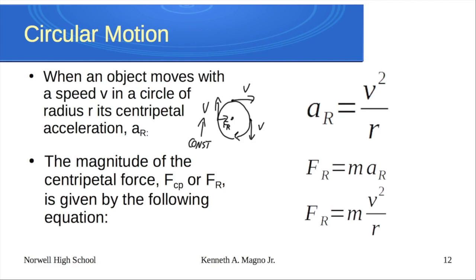And that force pushing it inward sometimes is labeled as FCP or F sub r. I like to use F sub r for force radial because it's pointing along the radius, that we call the centripetal force or centripetal acceleration.